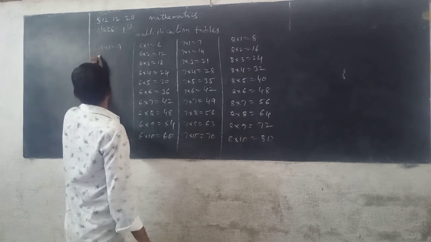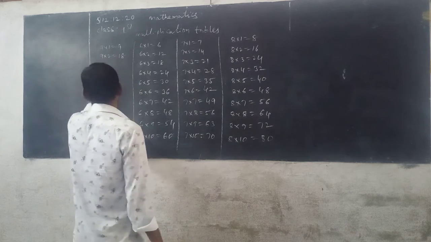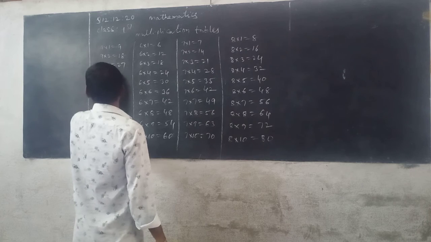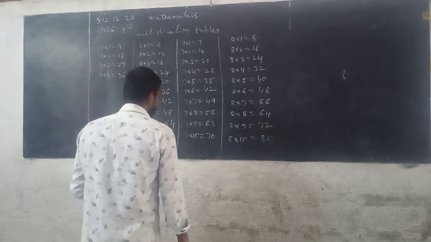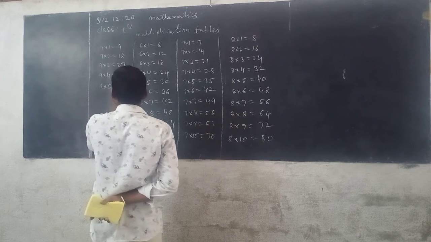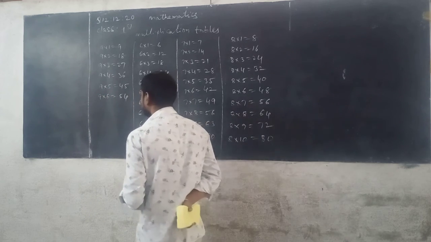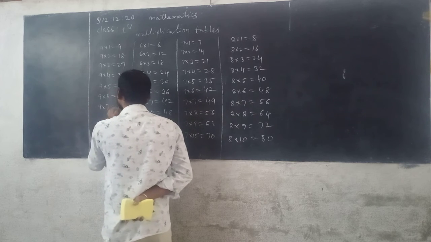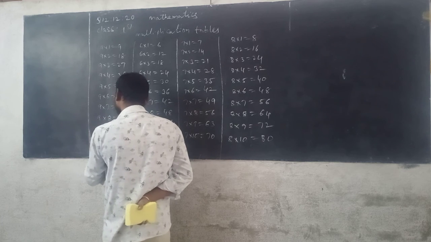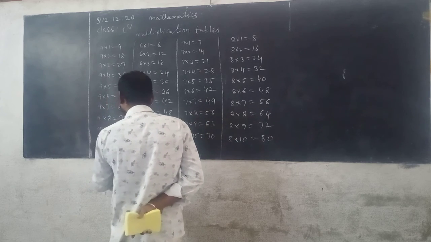Next, 9 table. 9 1s are 9. 9 2s are 18. 9 3s are 27. 9 4s are 36. 9 5s are 45. 9 6s are 54. 9 7s are 63. 9 8s are 72. 9 9s are 81. 9 10s are 90.